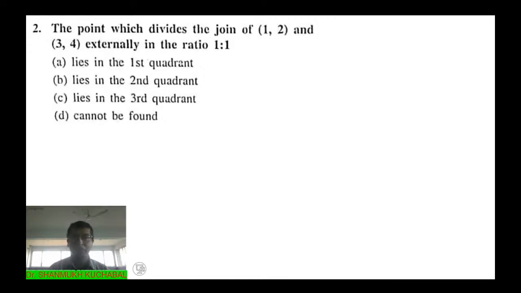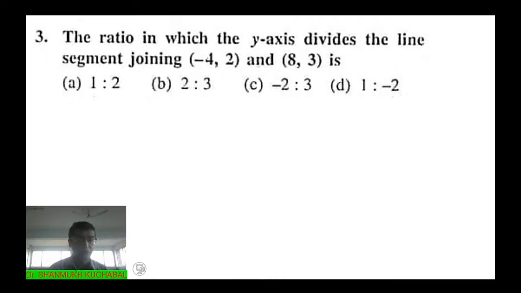The point which divides the join of (1, 2) and (3, 4) externally in the ratio 1:1 lies in the first quadrant, lies in the second quadrant, lies in the third quadrant, or cannot be found. So here the ratio is 1:1. External division in the ratio 1:1 is not defined. Therefore the right option is D, cannot be found. We'll move to our next example.